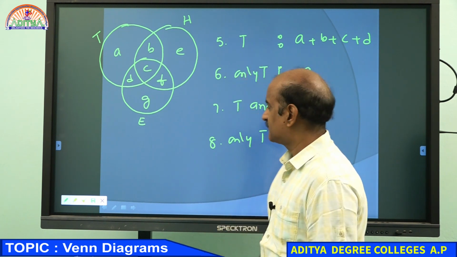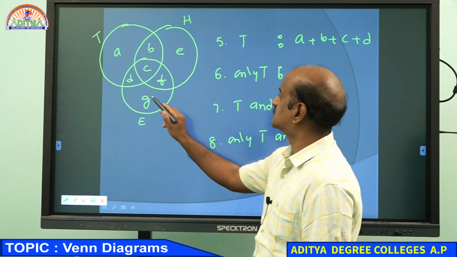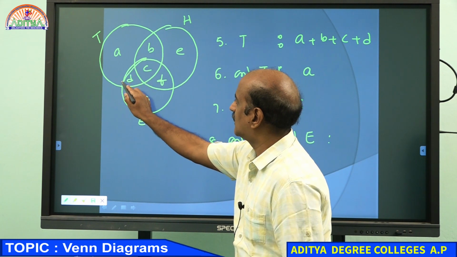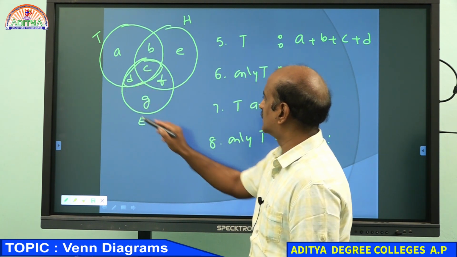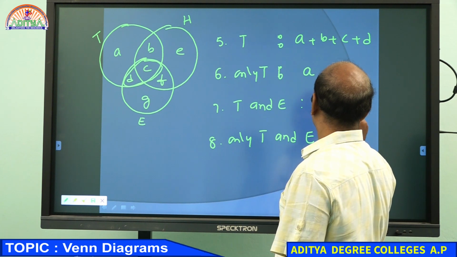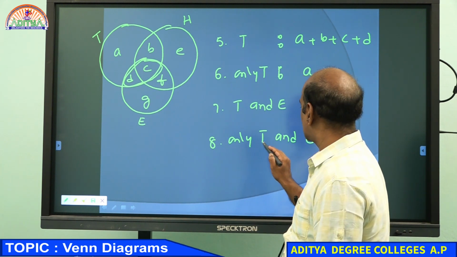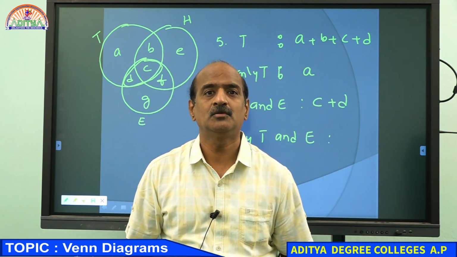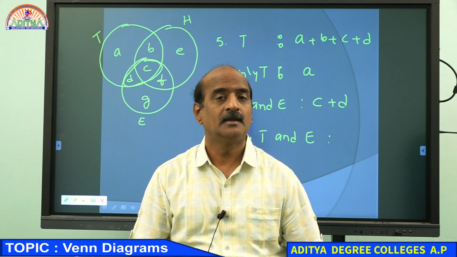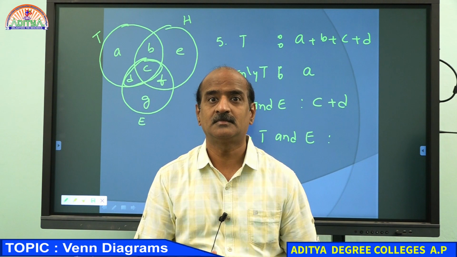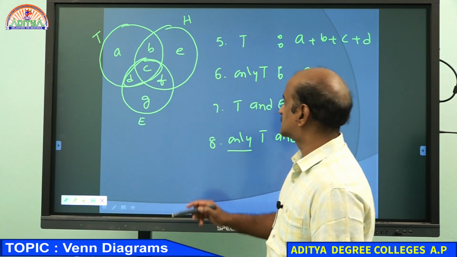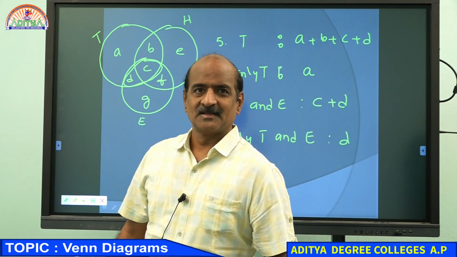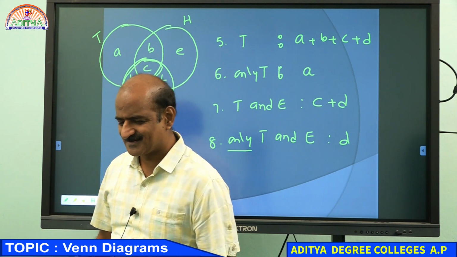Now, Telugu and English. These people should be within the set of Telugu and English. Therefore, C plus D. But when I mentioned Telugu and English only, I must be giving you a clue. They should not like any other language apart from Telugu and English. And if that is the case, you have to consider only D. I hope you understand this.